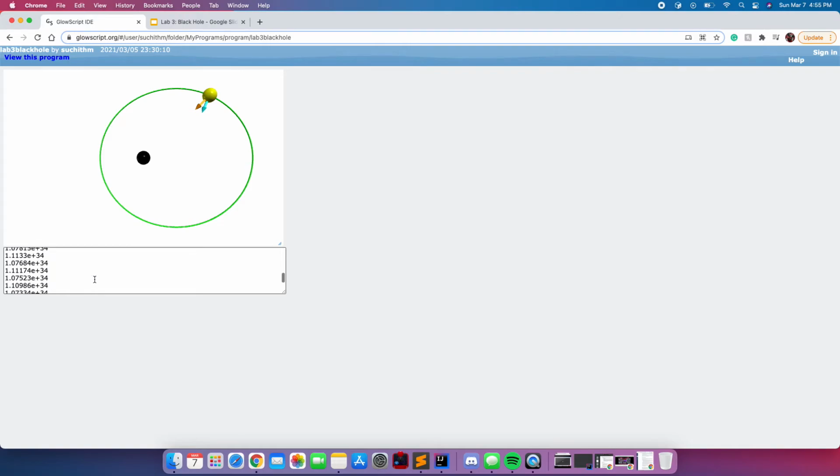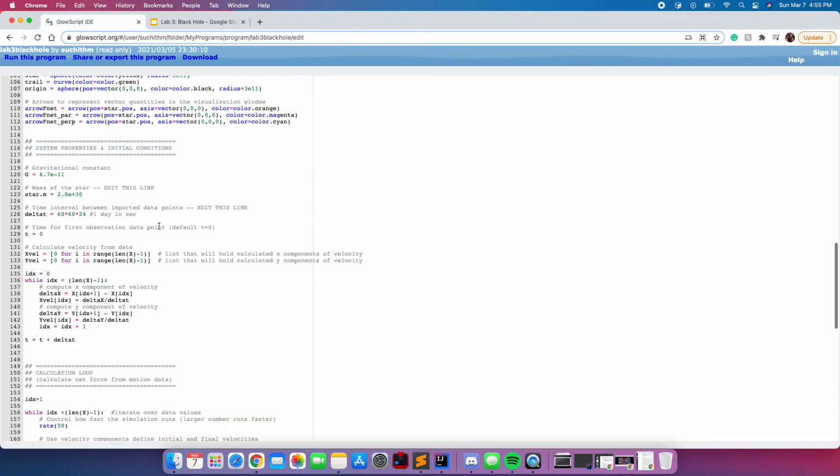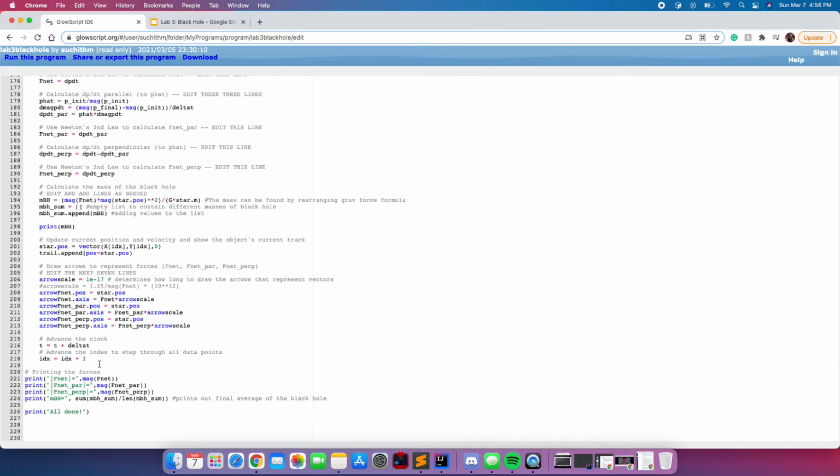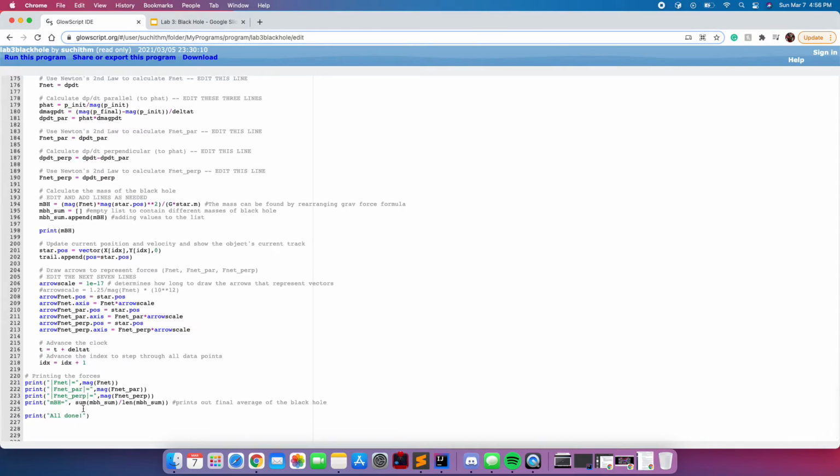Based on all the calculations that it did, the mass of the black hole can be averaged out to 1.08 times 10 to the 34, and this was done by finding the sum of the list that I created and dividing by the number of entries in the sum, which is just trying to print out the final average of the black hole.